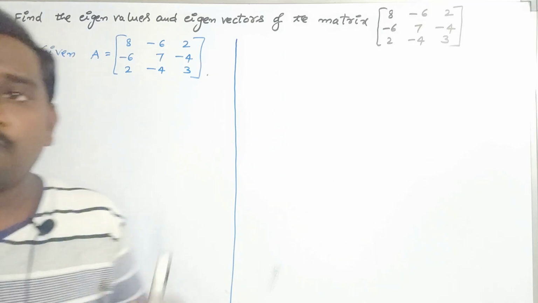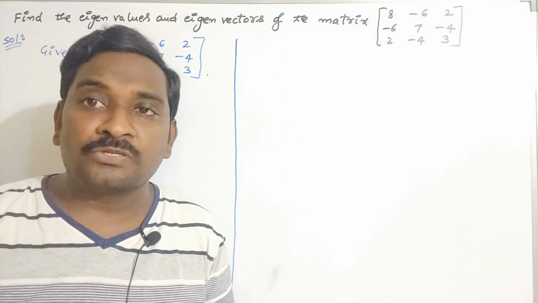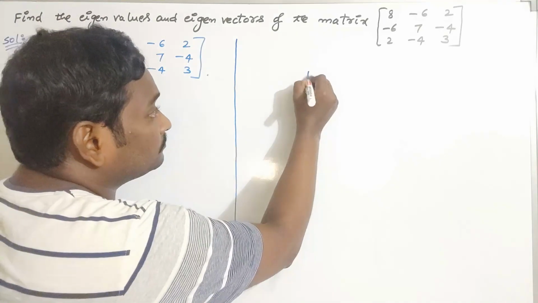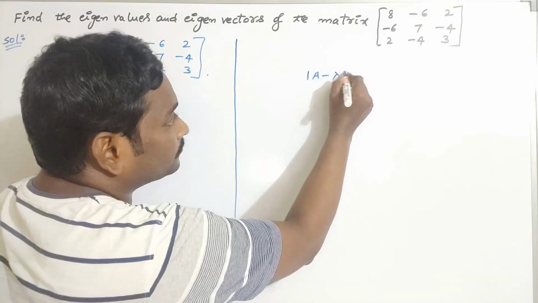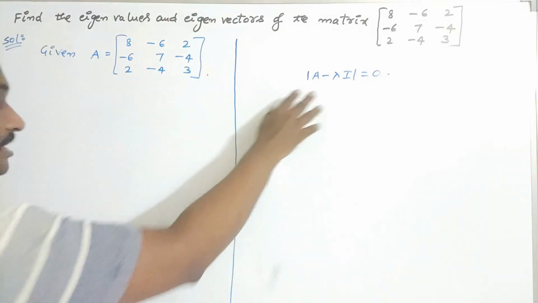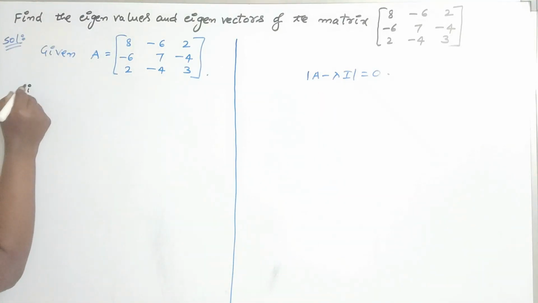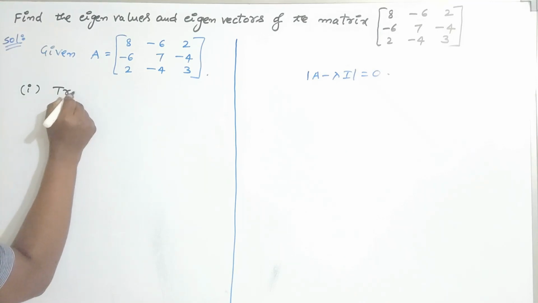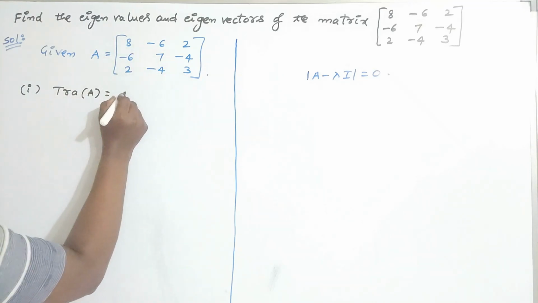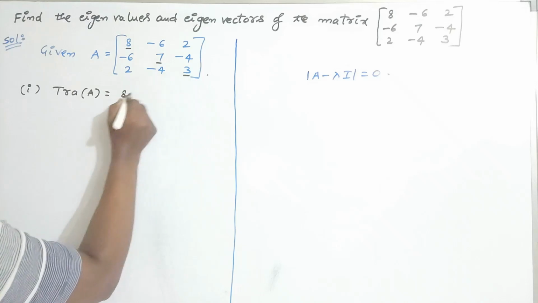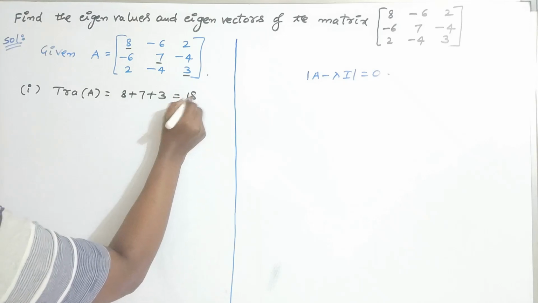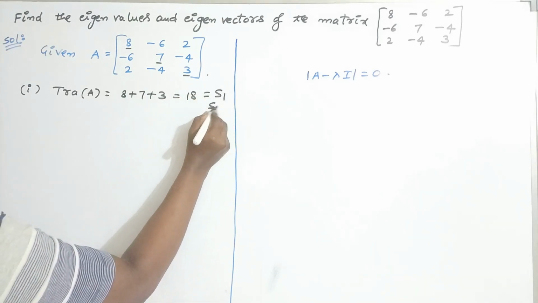So first of all, for finding eigenvalues we have to find out the characteristic equation of A. What is the formula for characteristic equation? Determinant of A minus lambda I is equal to 0. Before finding this equation, I will find out some quantities. First one is trace of A. What is trace of A? Sum of diagonals: 8 plus 7 plus 3, so 10 plus 8, 18. You can say this is S1.